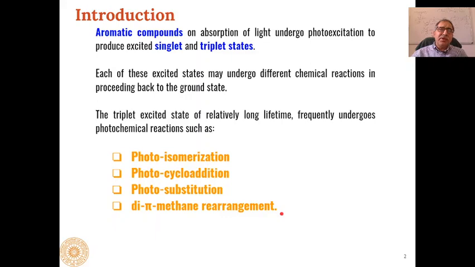I told you that aromatic compounds undergo photo-excitation to produce singlet and triplet states, and most of the important photoreactions in the case of aromatic compounds take place by the triplet excited state. And out of these, we have already discussed photoisomerization reactions and photosubstitution reactions. Today we will be discussing photocycloaddition reactions.